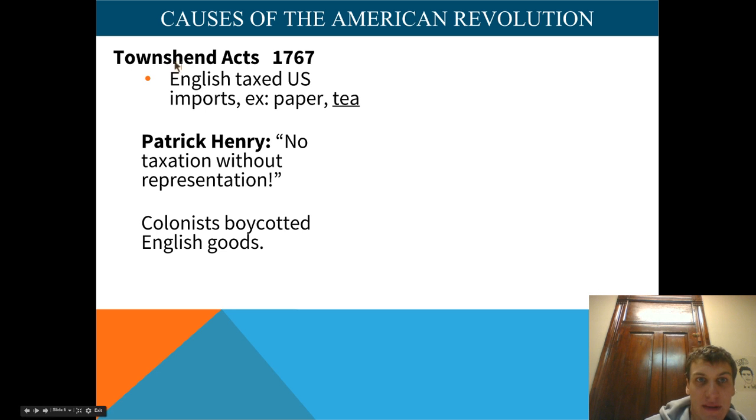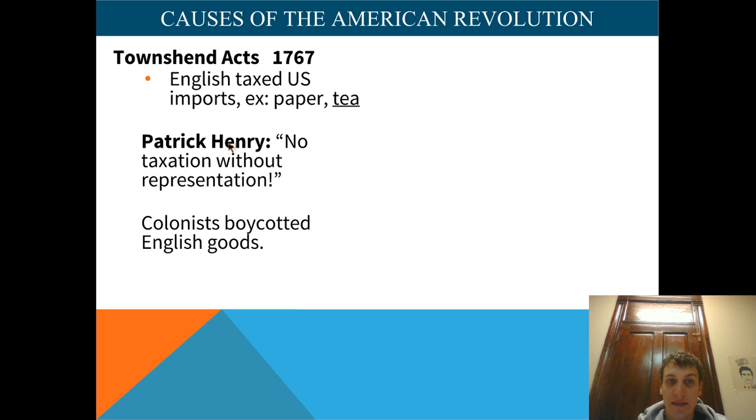More taxes happened. The Townshend Acts were a really big set of them. That taxed everything that came into the U.S., such as paper, tea, all these things turned into a big deal. So Patrick Henry is this guy. He makes this really famous speech. He says, no taxation without representation.